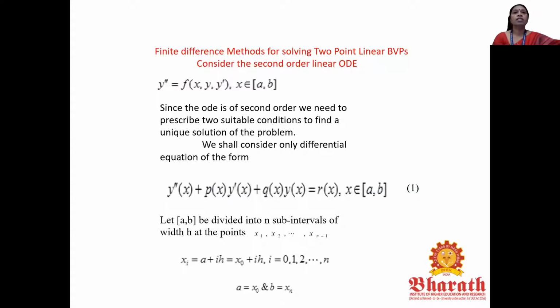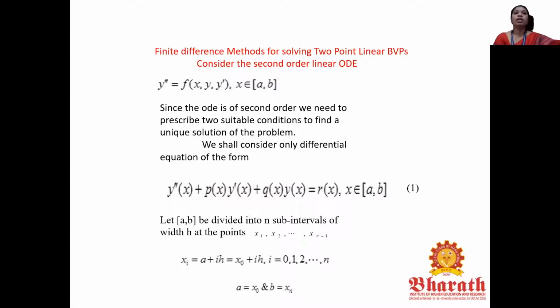So next, let us deal with the finite difference method for solving two-point linear boundary value problems. We are considering the general form of a second order ordinary linear ODE. As it involves the term y double dash, it is of second order because we are dealing with the second derivative. So y double dash is equal to a function of x, y and the first derivative y dash, where x belongs to the closed interval [a, b].